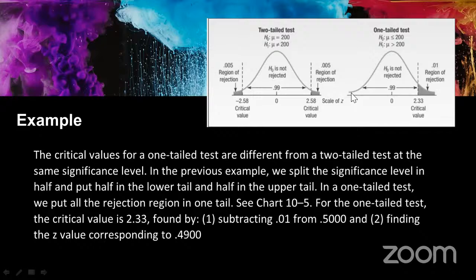The critical values for a one-tailed test are different from the two-tailed test at the same significance level. In the previous example, we split the significance level in half and put half in the lower tail and half in the upper tail. In a one-tailed test, we put all the rejection region in one tail. For the one-tailed test, the critical value is 2.33, found by first subtracting 0.01 from 0.5000, and second, finding the z value corresponding to 0.4900.